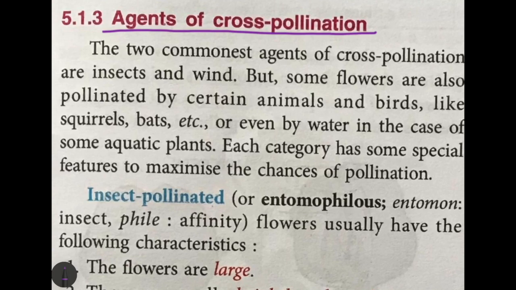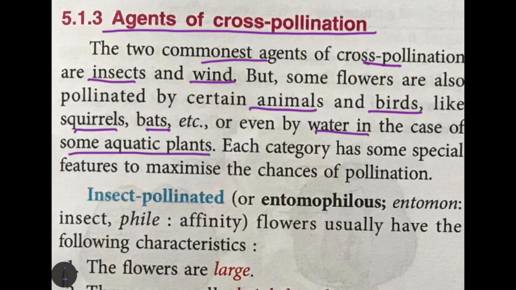The most common agents of cross-pollination are one, insects, and the other, wind. But there are some flowers which are pollinated by some animals or birds, like squirrels, bats, or even by water in the case of some aquatic plants. Aquatic means plants which live in water. Each different type has some special features so that pollination will take place.